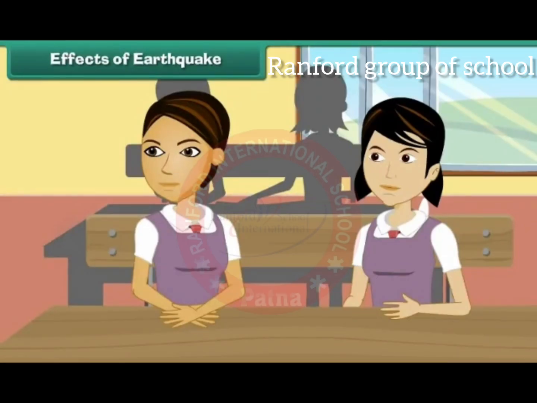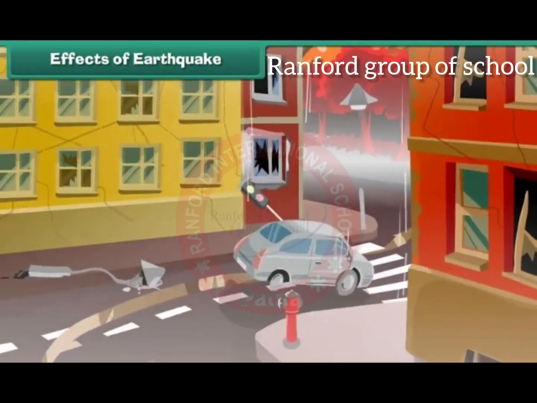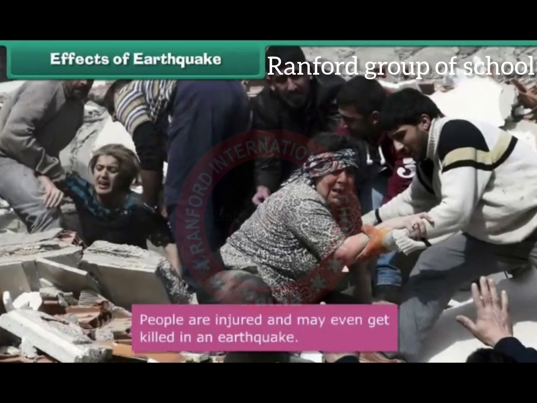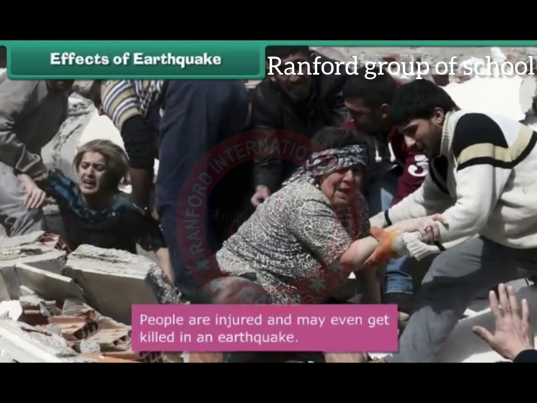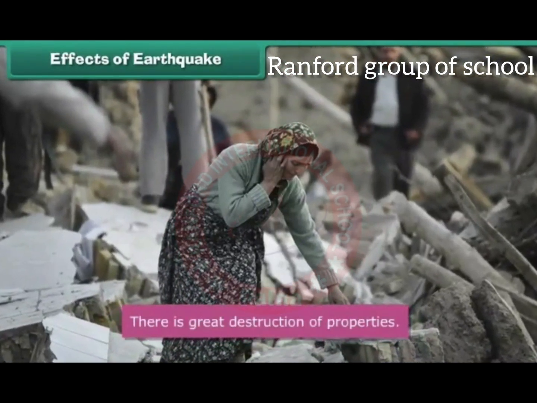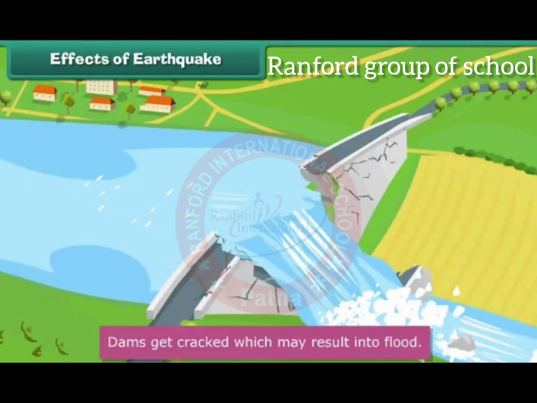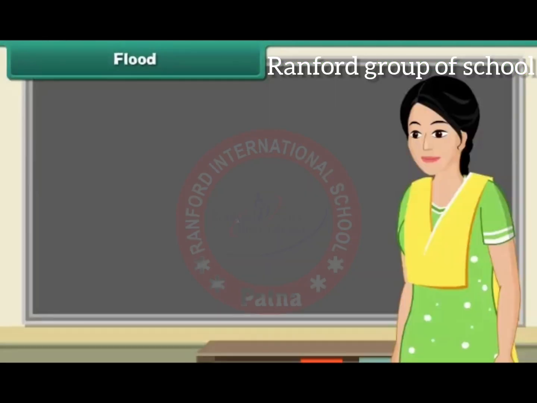Effects of earthquake. Do the walls of the building fall during the earthquake? Yes, if the buildings are weak, the buildings and houses get severely damaged. People and animals may get injured and may even get killed. There is great destruction to property. Even dams get cracked and collapsed during a severe earthquake. Bursting of dams results in flood.